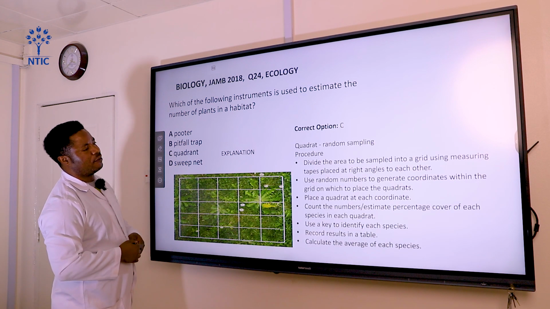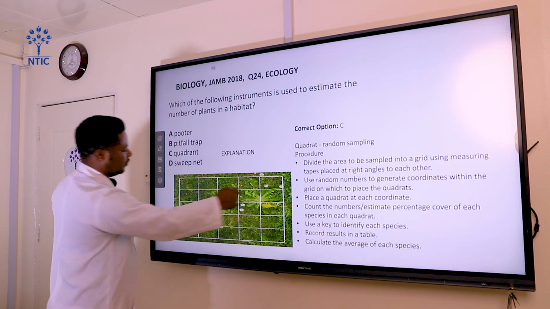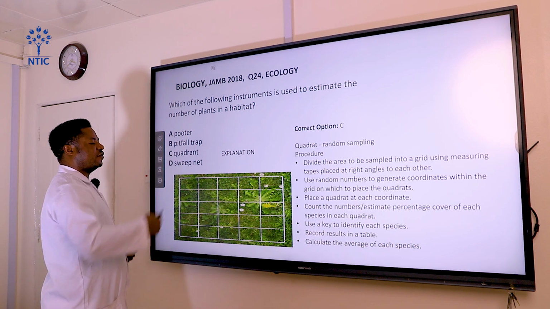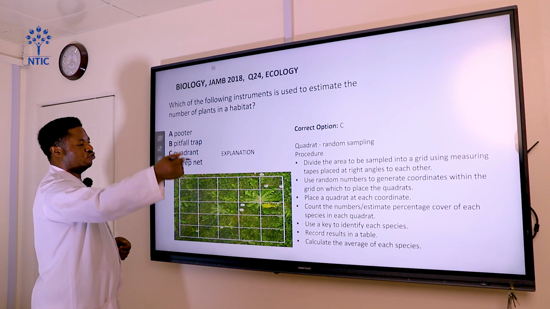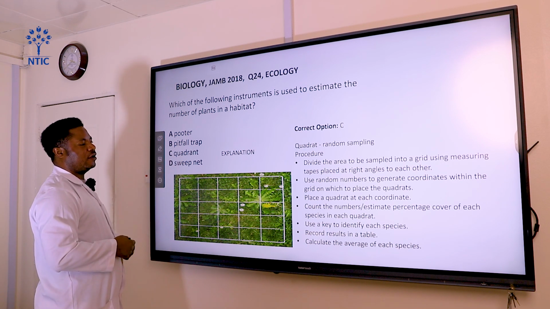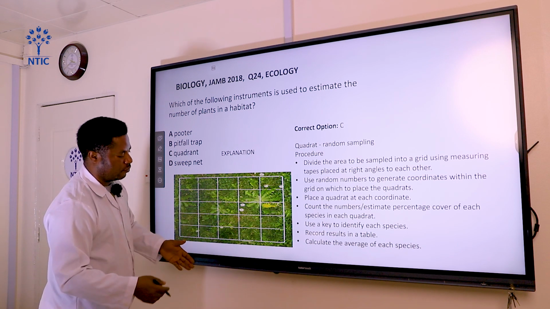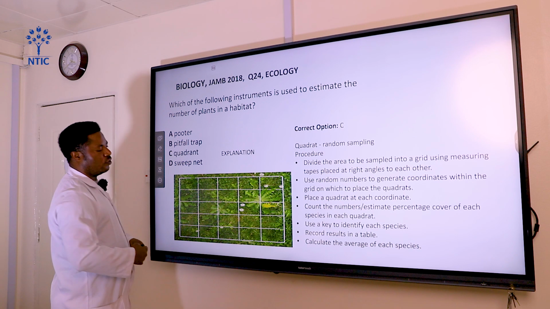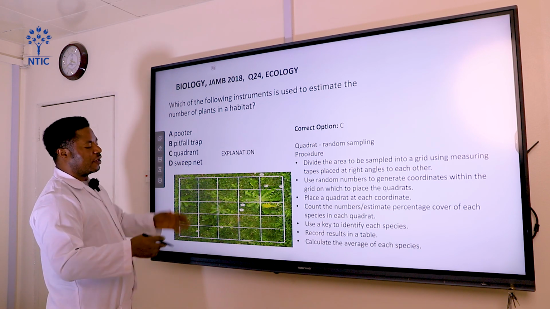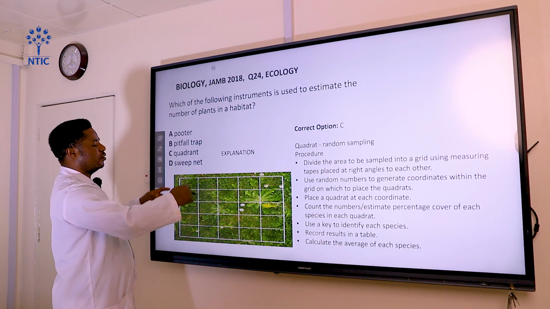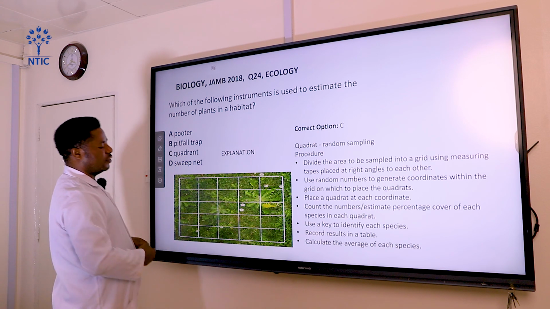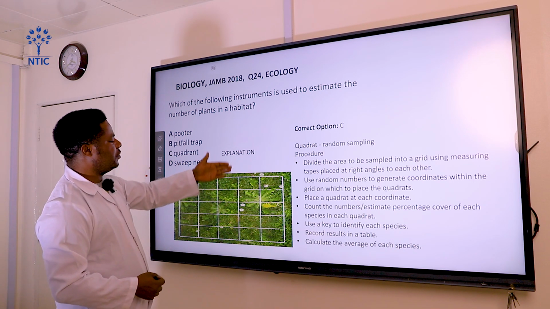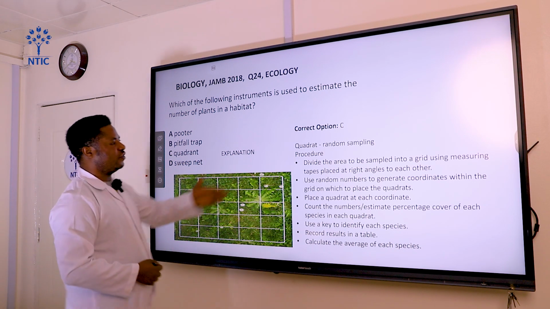Now let's see this, and this is the diagram of the quadrants. It is drawn about 10 times, shoulder level, and after that, the plant species in each of these squares is being counted, and from there, the total population is being worked out. But how do we carry out this sampling technique using the quadrants?